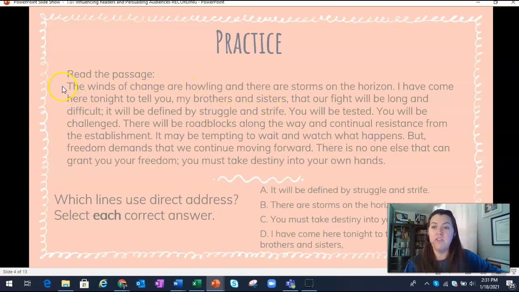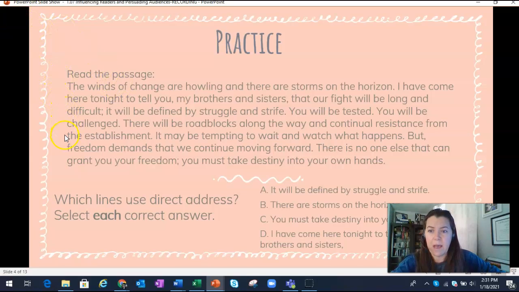So here's the passage. The winds of change are howling, and there are storms on the horizon. I have come here tonight to tell you, my brothers and sisters, that our fight will be long and difficult. It will be defined by struggle and strife. You will be tested. You will be challenged. There will be roadblocks along the way and continual resistance from the establishment. It may be tempting to wait and watch what happens, but freedom demands that we continue moving forward. There is no one else that can grant you your freedom. You must take destiny into your own hands.